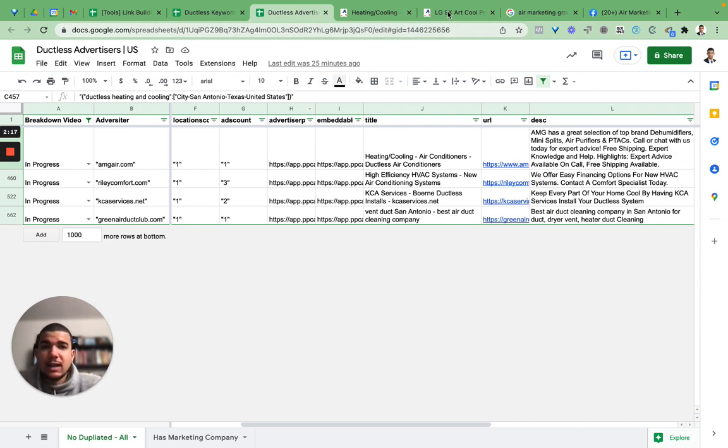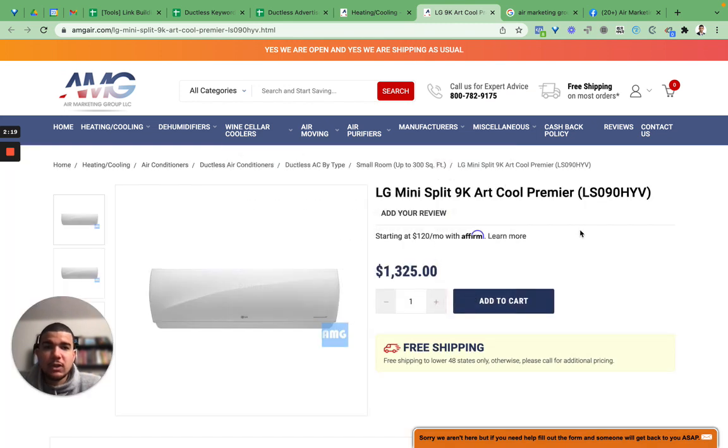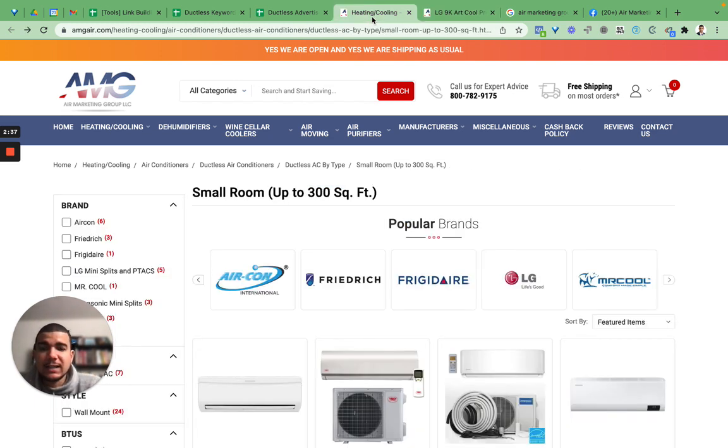So let's say I went to one of their pages. It was the Artcool Premier. So this would be one of the keywords. I would do LG mini split 9K as a keyword, LG mini split indoor unit, 9,000 BTU. So you would make the ad experience cater to the landing page that you're trying to advertise. And bidding on a collection page doesn't do that very well.